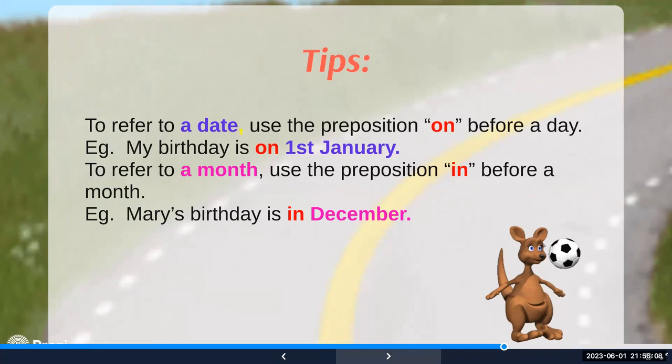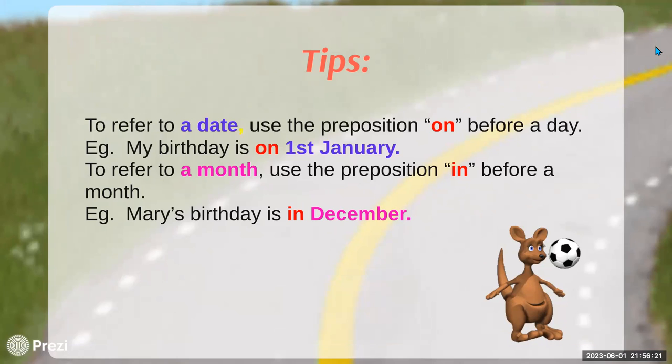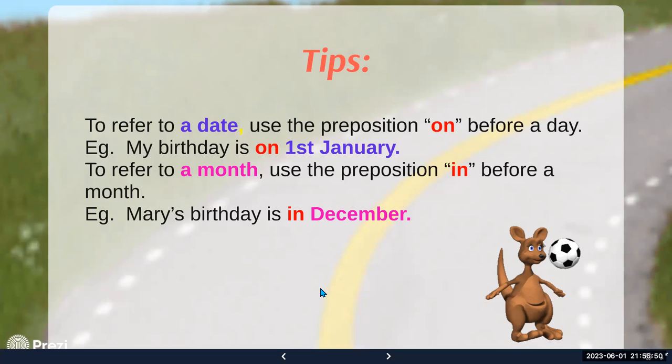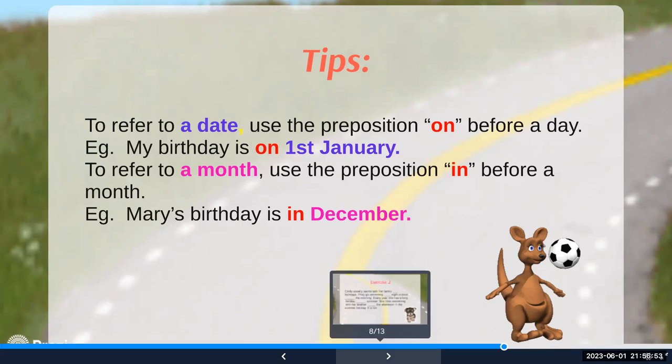To refer to a date, use the preposition on before a date, okay? Example, my birthday is on 12th January. And that's it. To refer to a month, use the preposition in before a month. Okay, and the example is Mary's birthday is in December. Ahí les está dando algunos tips. Okay, questions about this? No?